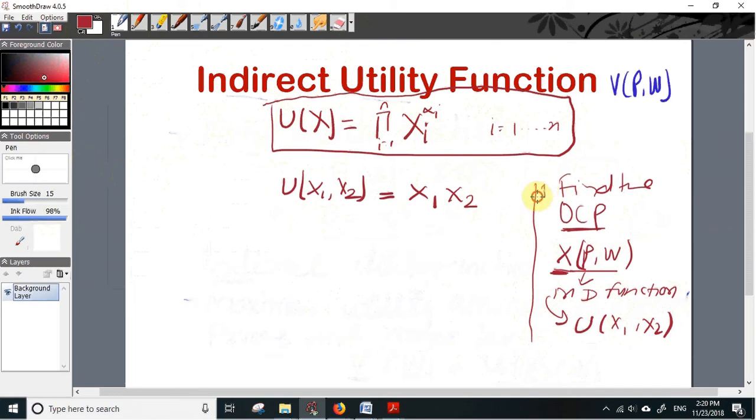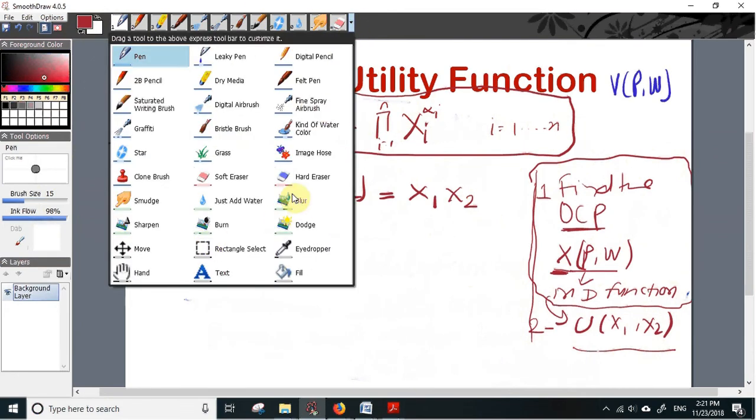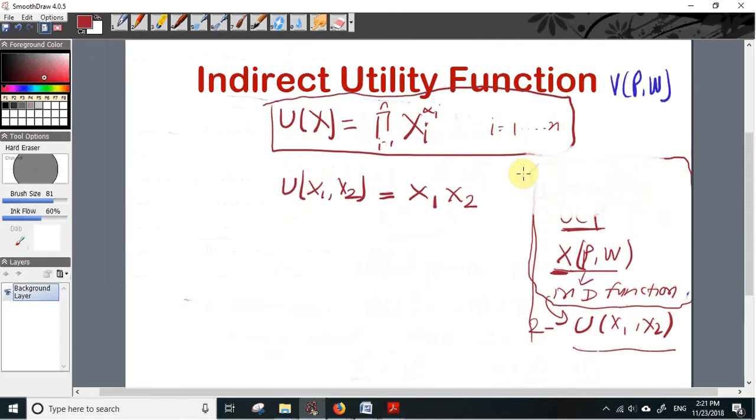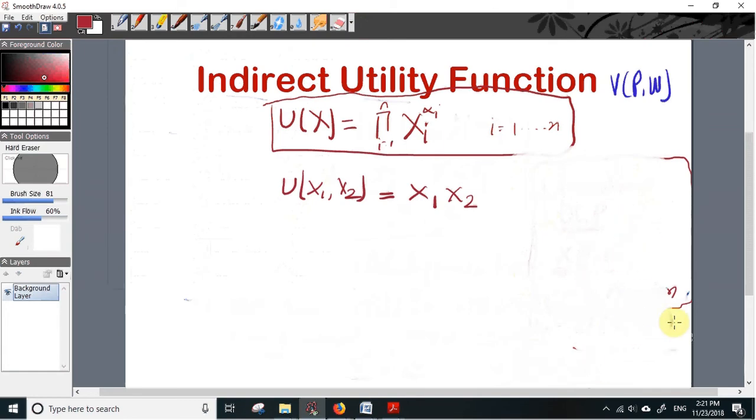The first step is to find the Marshallian demand function, or the optimum commodity purchase as a function of price and income, and the second step is to substitute the value of those optimal quantities of x in the utility function. So now let us apply this procedure to our example. We first find the Marshallian demand function from this utility function.